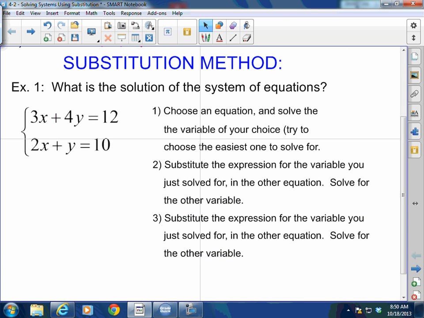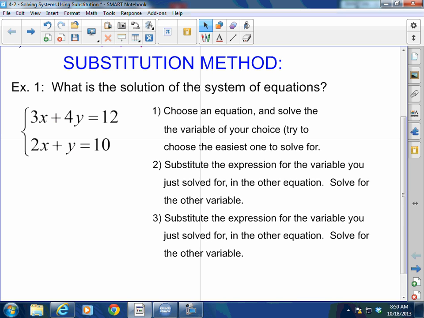What is the solution of the system of equations 3x plus 4y equals 12 and 2x plus y equals 10? Yes, you could graph this, and you can find the solution, especially for something like this. It's nice and easy. The numbers are going to be very pretty, but it's not efficient. It takes way too much time. So we're going to do it algebraically. Number one, choose an equation and solve the variable of your choice. Try to choose the easiest one to solve for.